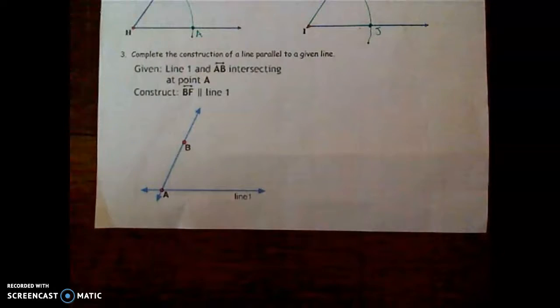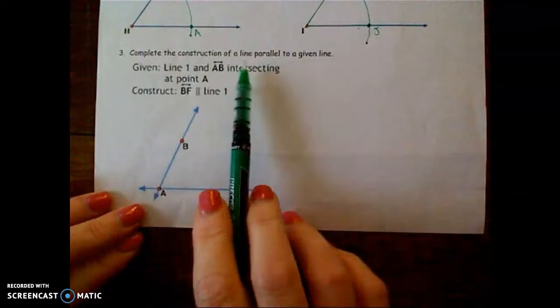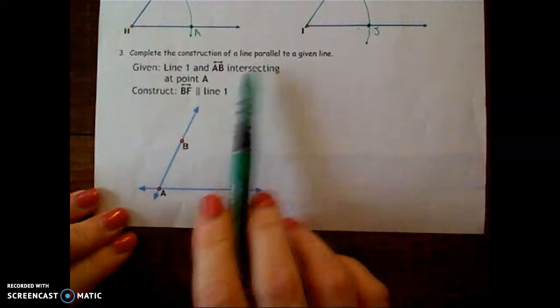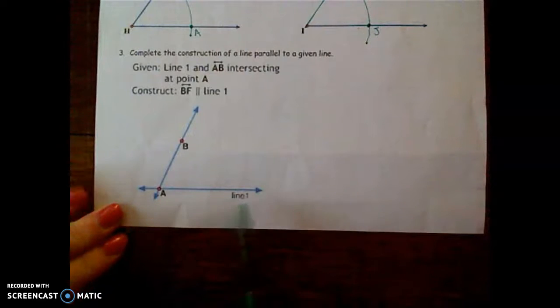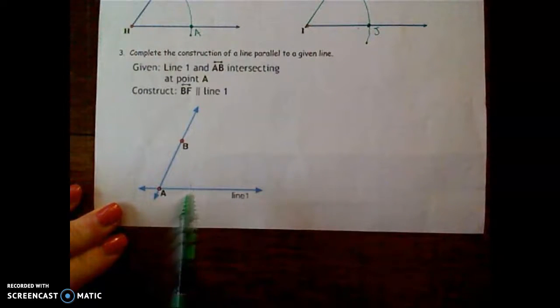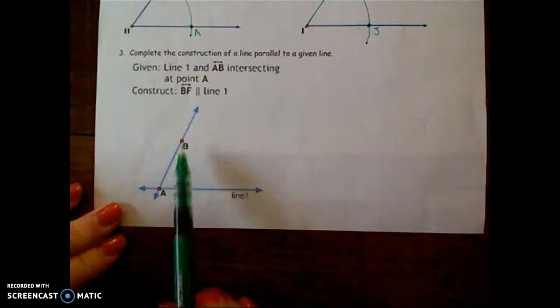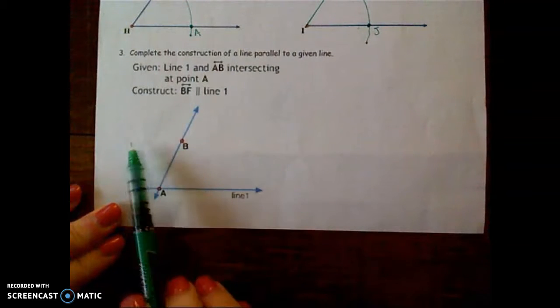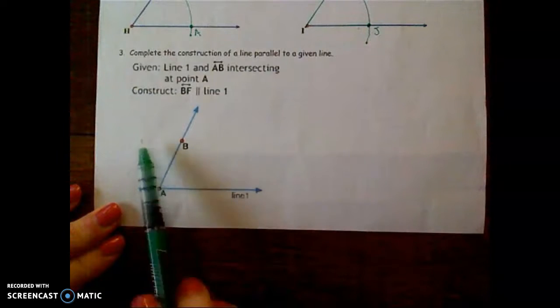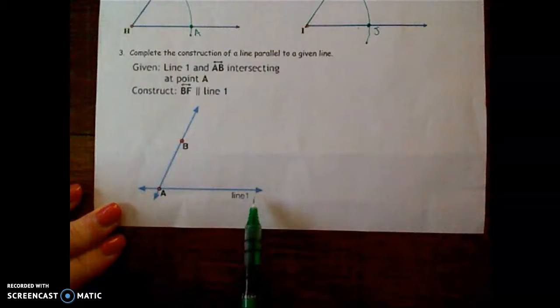Okay, so in this video, we're going to learn how to construct lines that are parallel. Remember, using the parallel postulate, we know that if we have this line, line 1, there is an infinite number of lines that would be parallel to it. But if we want to go through point B, there's only going to be one line that will go through point B and be parallel to line 1.